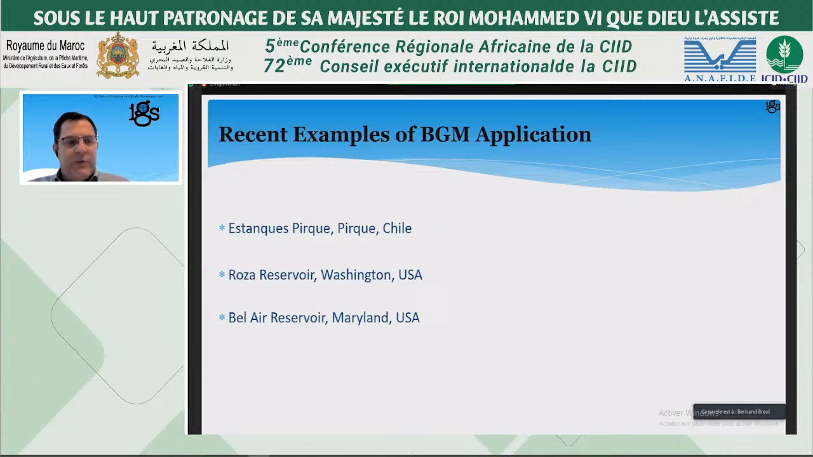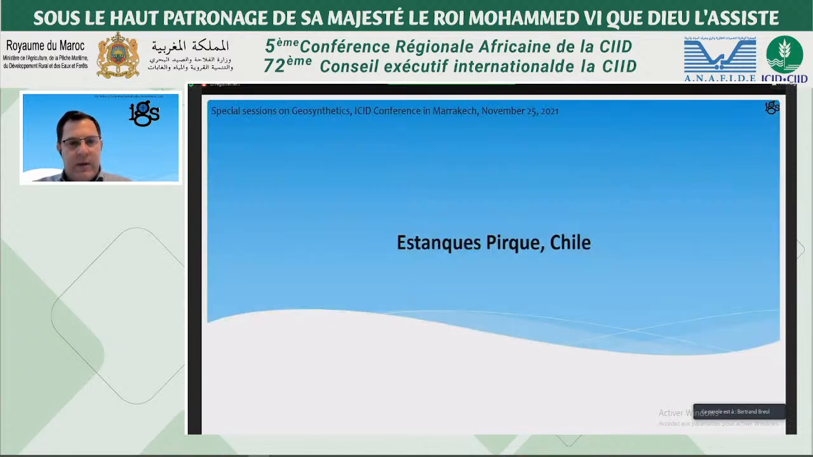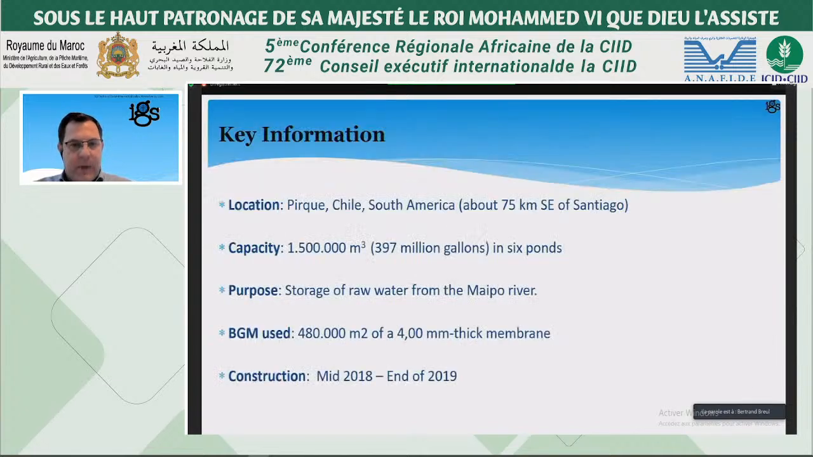So to illustrate that, I'm going to present some case histories, which are recent. The first one is Estancas Pirque in Chile. The location is Pirque, about 75 kilometers southeast of Santiago. The owner is a company called Aguas Andinas, and this company provides water and potable water for the entire city of Santiago.